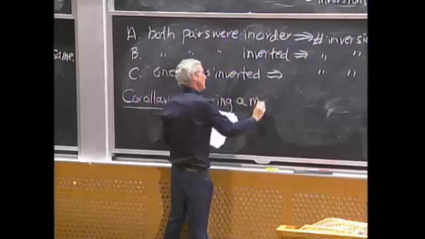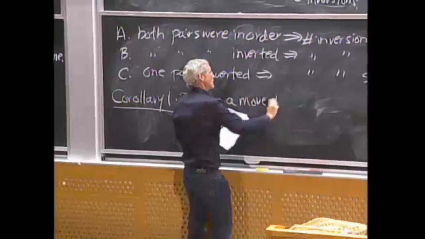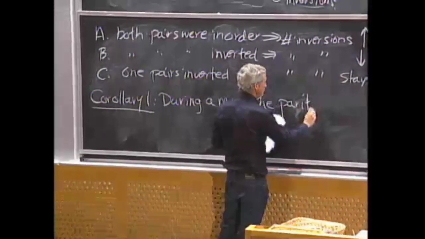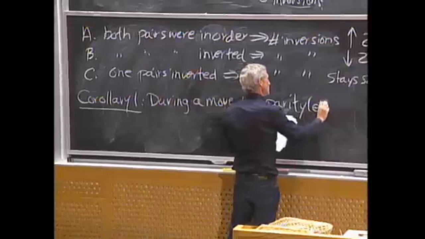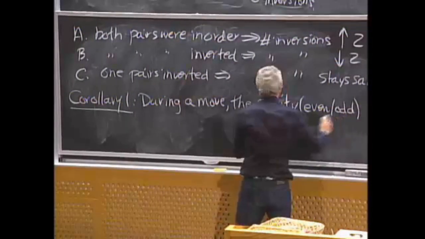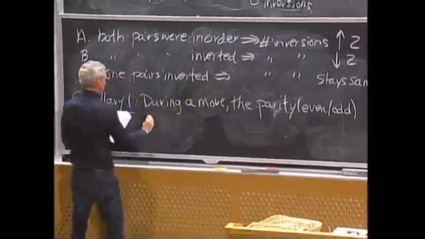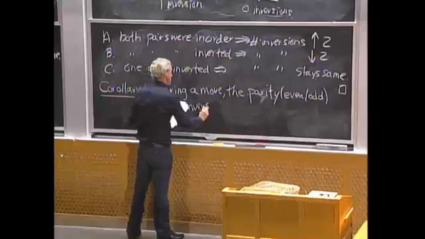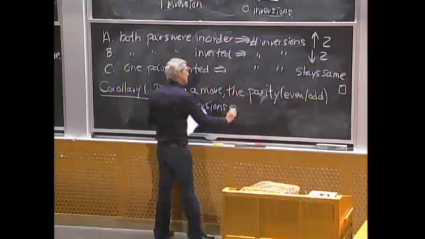During a move, the parity, and the parity means even, odd. Sometimes it's called 0, 1. But the evenness or the oddness of the number of inversions does not change.